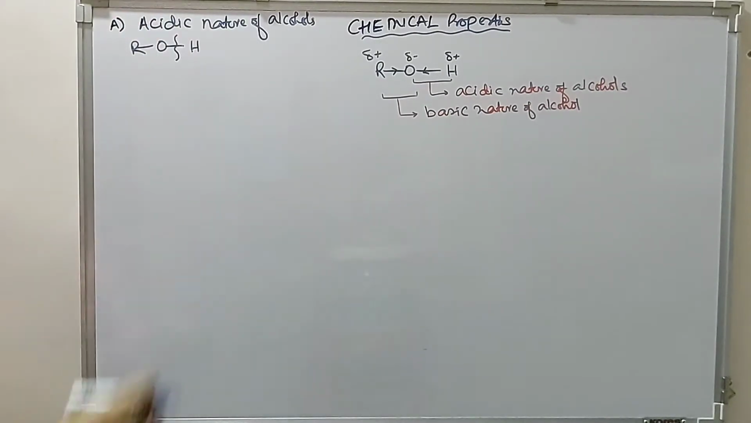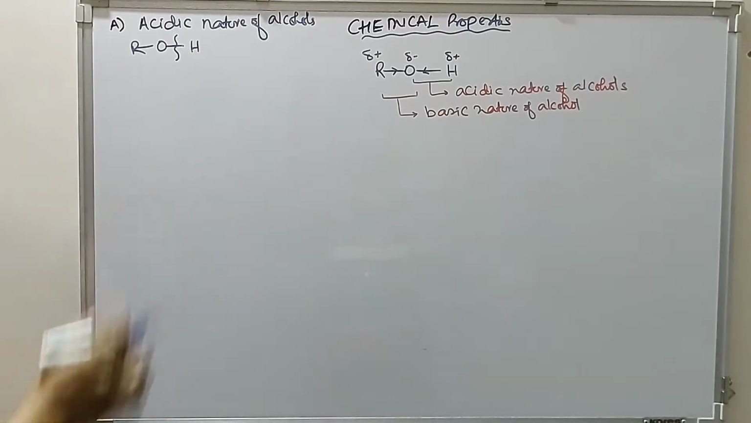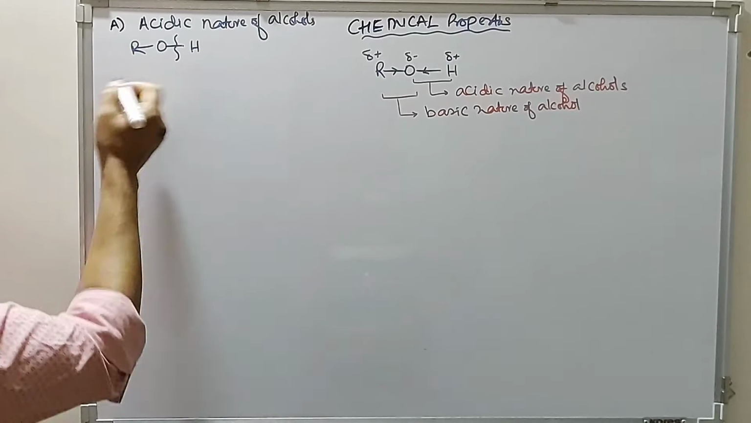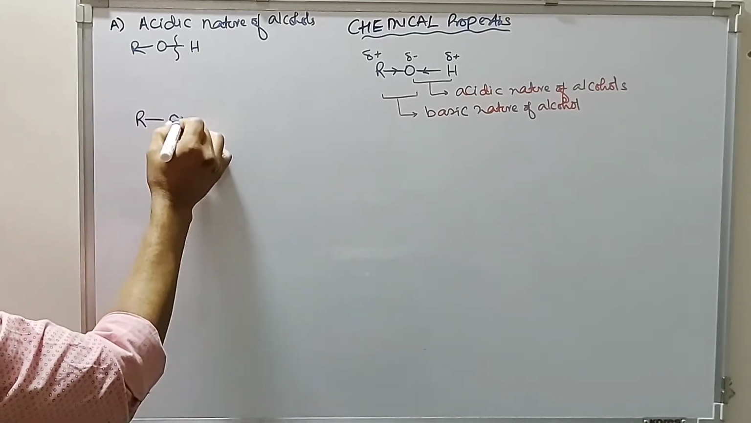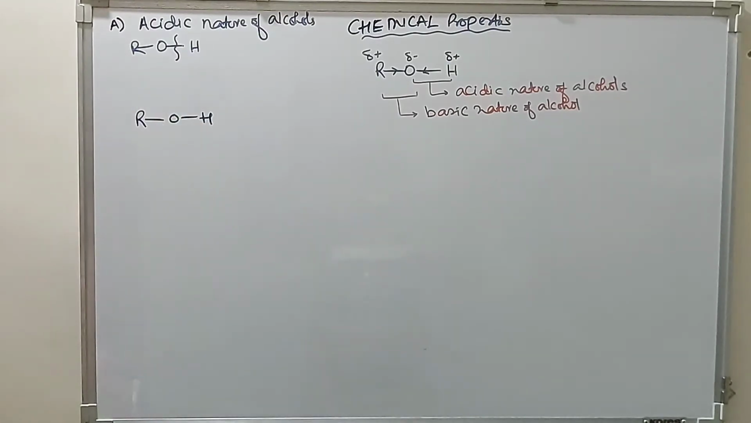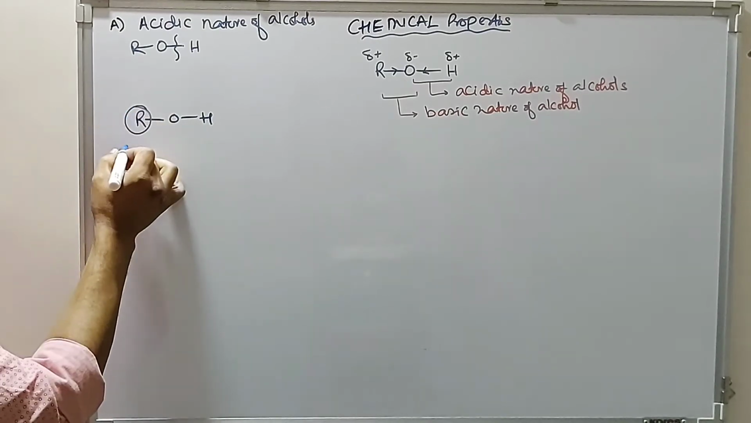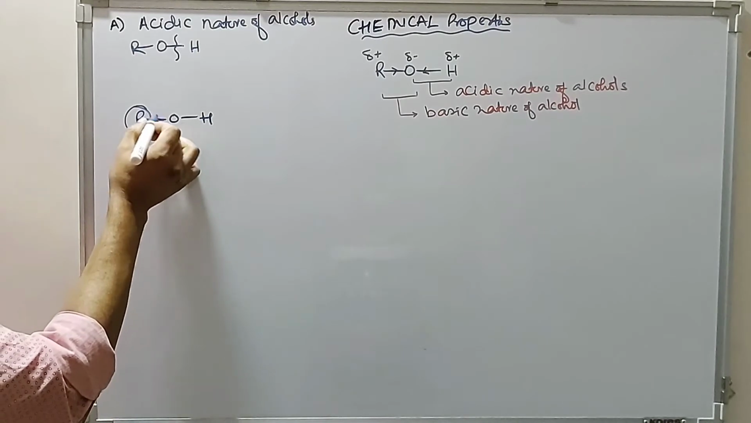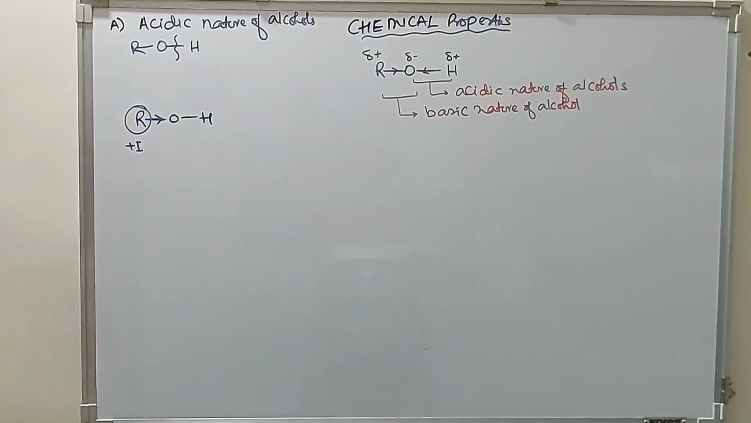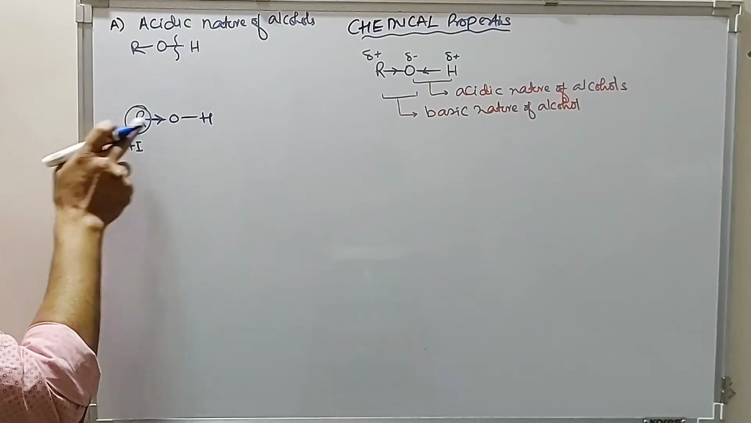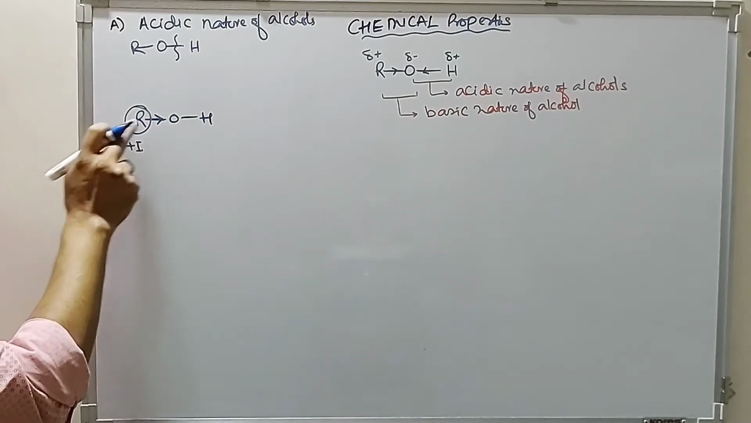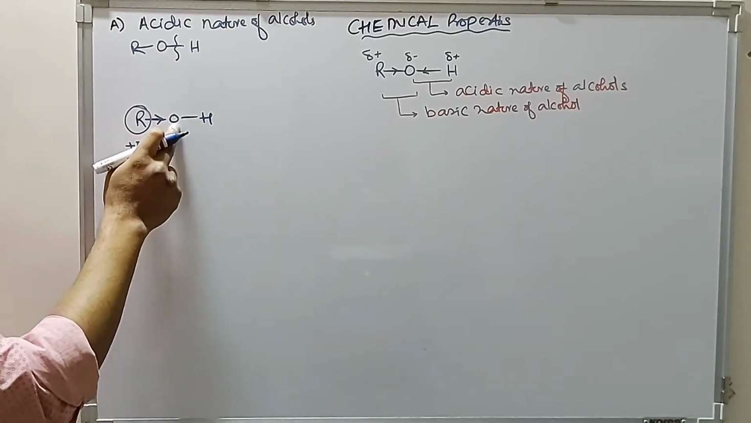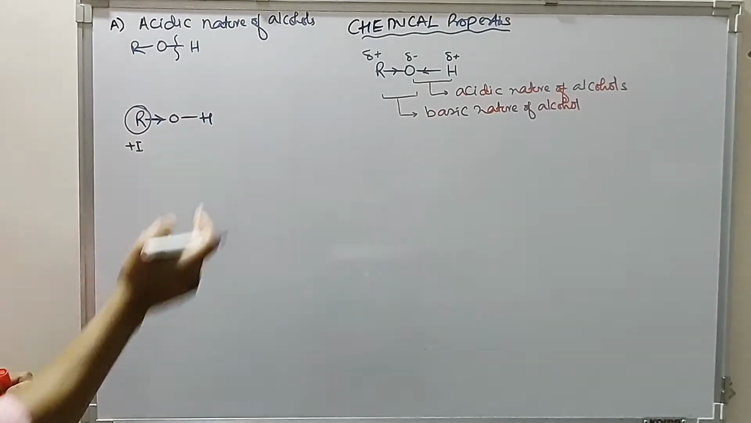You have to break this O-H bond. So before breaking this, let's define the acidic nature of alcohols. In this alcohol, ROH, R is a pure alkyl group. This alkyl group is electron releasing by induction. As this releases electron density, it increases electron density on oxygen. When this increases the electron density on oxygen, the electron withdrawing character of this oxygen decreases, and acidic character decreases.